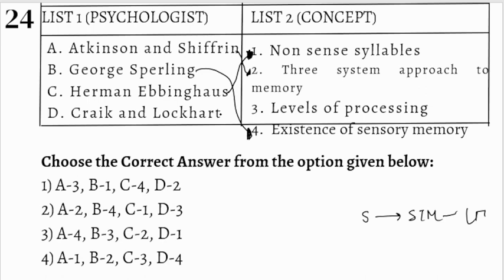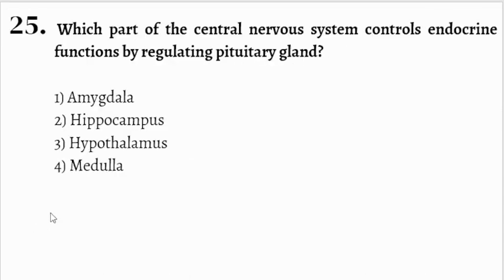Craik and Lockhart gave us 3 levels of processing. First of all, we process it in terms of phonetics, then in terms of the semantic, and then at last we try to connect or relate it to something meaningful. So A is 2 and B is 4. So 2 is our correct answer here. Very well done everyone. Moving ahead to the next question, question number 25. Which part of the central nervous system controls endocrine functions?